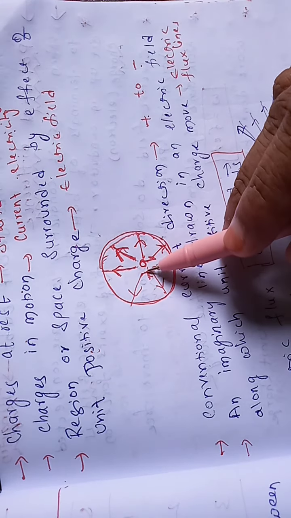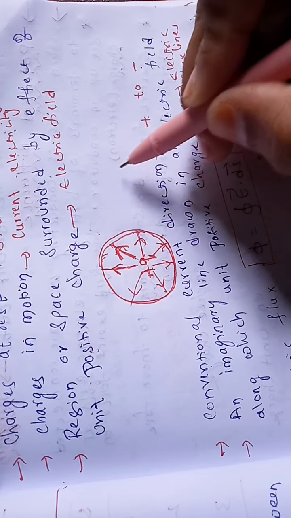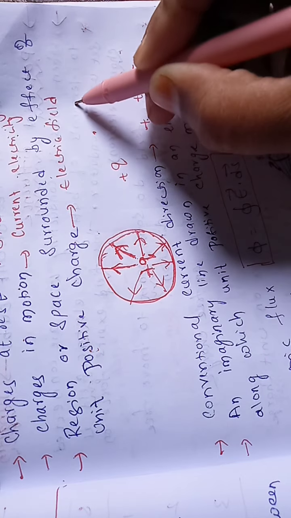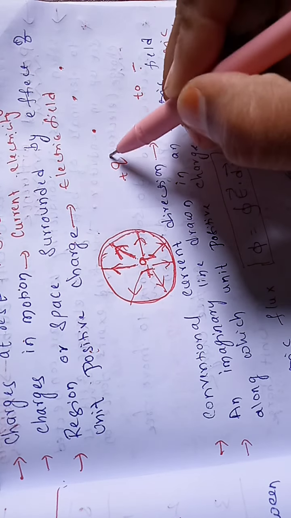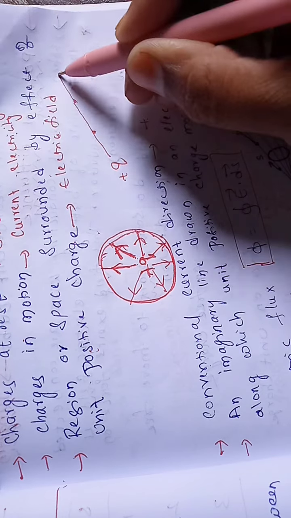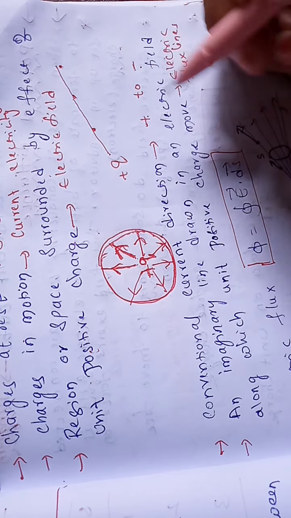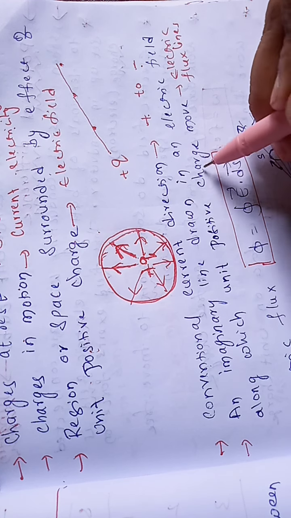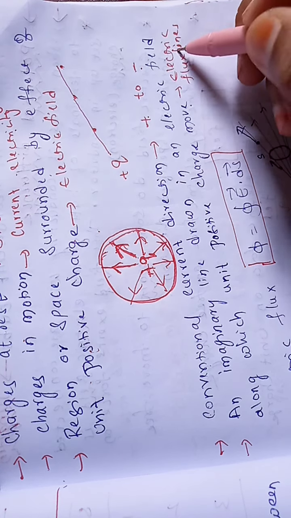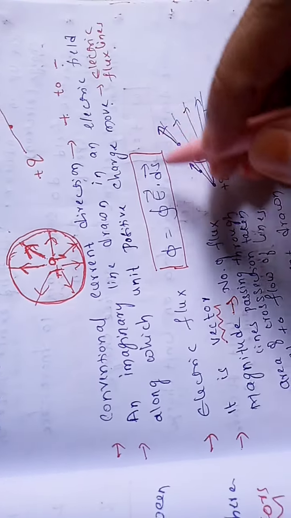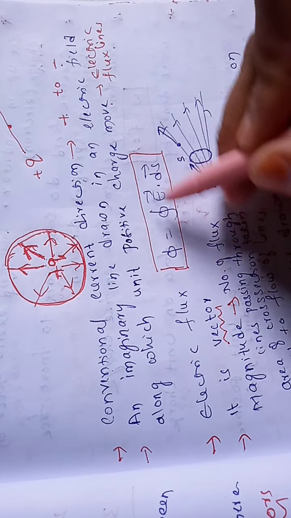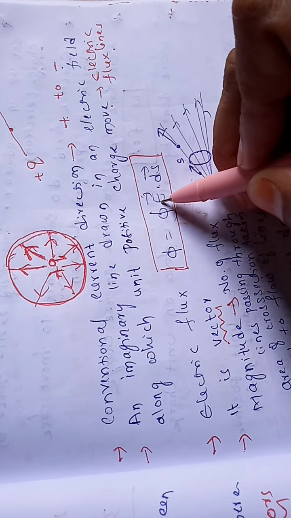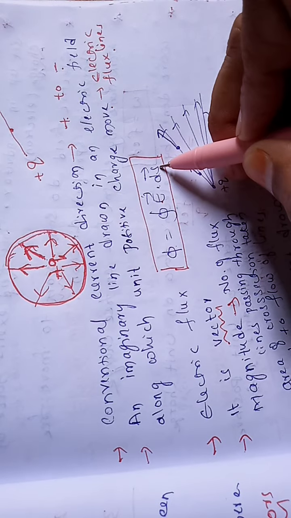Now what do field lines mean? For example, if we think the charge is moving from here, then comes up to here, here, here in such a way, and if we go on joining these, we get a line. So that imaginary line drawn in an electric field along which a unit positive charge moves, we call electric flux lines. The mathematical formula for electric flux is integral E dot ds, where E is the parallel component of the electric field and ds is the area.